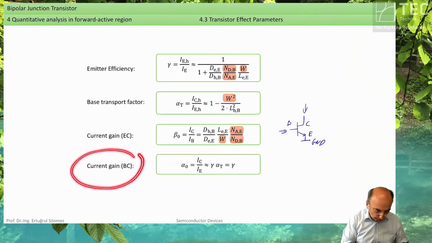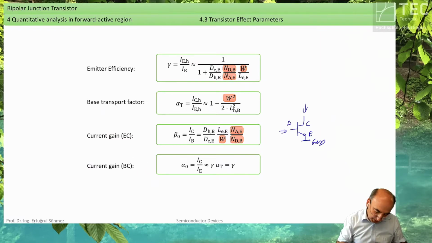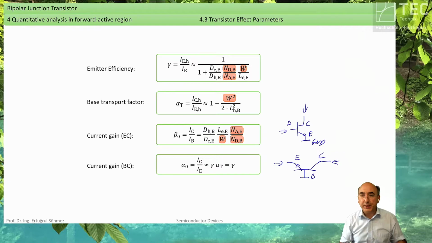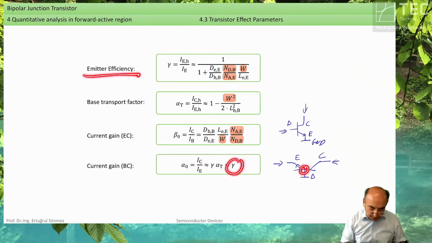The last part, the current gain in common base configuration. How does a transistor look like in common base configuration? You have an emitter, base, collector, and now you compare these two currents. And by nature, you see if we have optimized the transistor that way that it doesn't take away any current in the base, then your emitter efficiency does dominate your current gain. It is roughly 1. And this value is usually larger than 100.